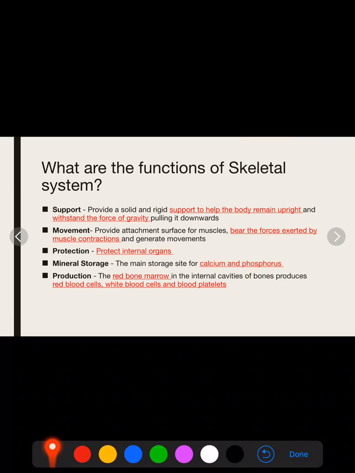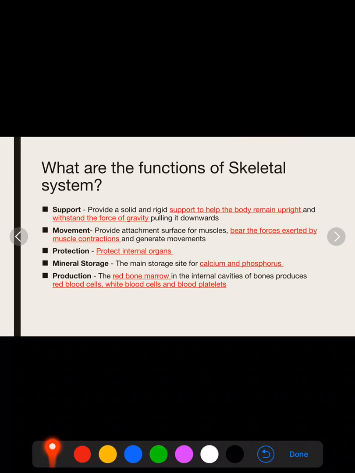So the next part is about the functions of the skeletal system. There are 5 functions. The first one is that the bones support your body and withstand the force of gravity. The second one is movement, because once your muscle contracts, it can lift your bones and create movement.